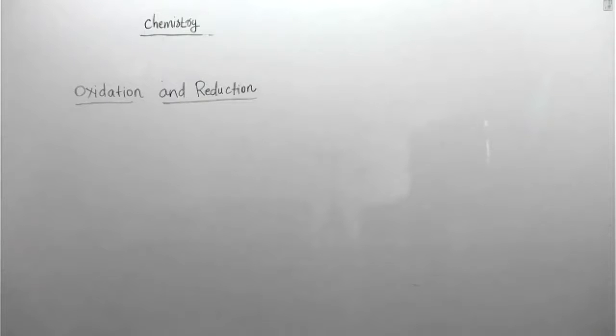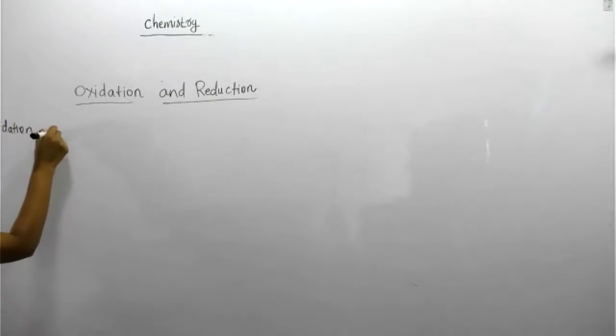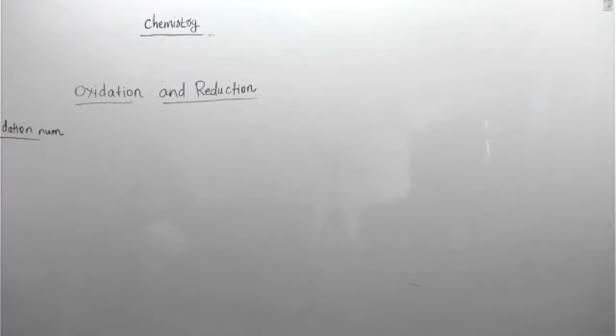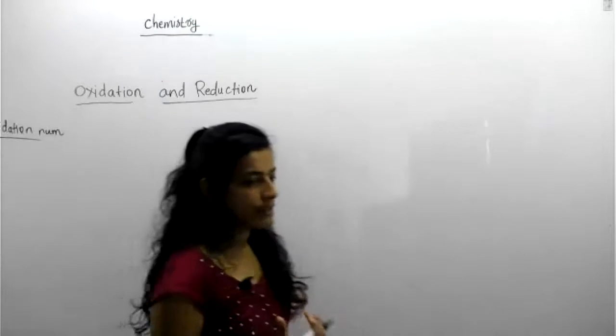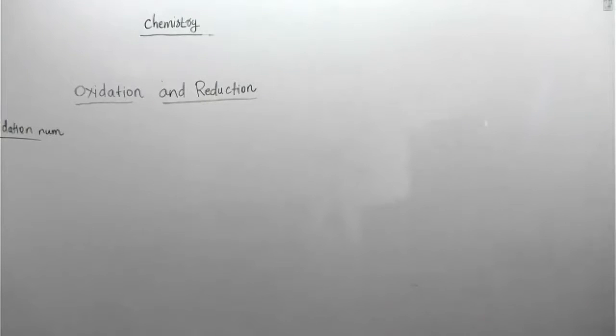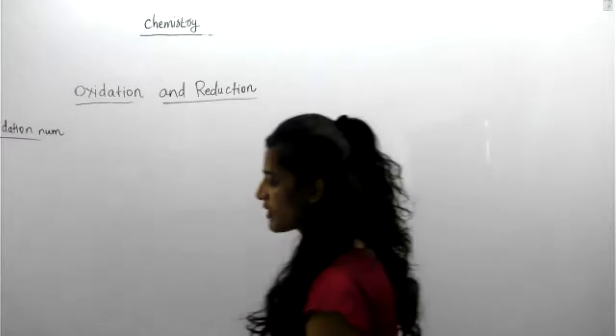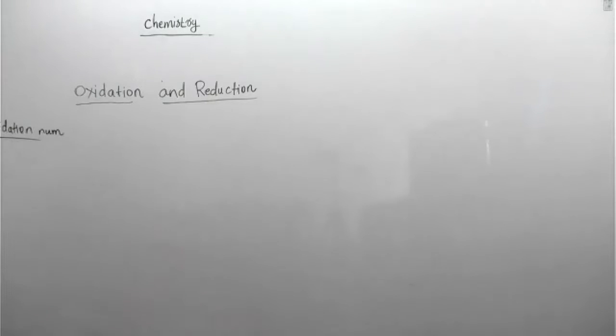First one, oxidation number. What do you mean by oxidation number? Actually, it is the charge, real or imaginary, which an atom appears to have when it is in combination. When the atom undergoes combination, there is a special number. We can go through some examples so it becomes clearer for you. Oxidation number may be a whole number or a fractional number. No problem, it can be a whole number as well as a fractional number.